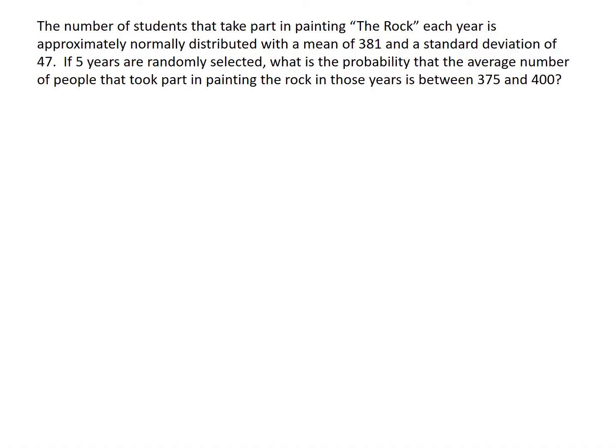All right. And we're going to randomly pick 5 years, and I want to know the probability that the average number of people that painted the rock in those 5 years is somewhere between 375 and 400 people. So what tells me this is all about X bar? Again, 5 years are randomly selected, and we want to know about the average. Those 5 years are a sample. The rock has been painted way more than 5 years. And so the average we're talking about here is X bar, not mu. And so we want to know the probability that X bar is between 375 and 400.